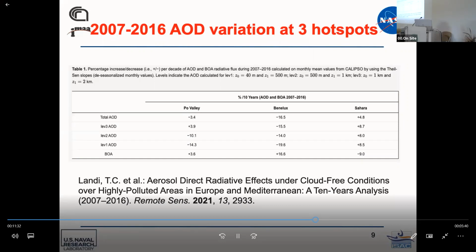Instead, what we see is an increase in the Sahara, which is a completely different trend. This is also because the Po Valley and the Benelux are characterized by important sources of black carbon, and it's well known that such particles absorb the incoming solar radiation, and they also influence the vertical heating rate close to the major emission sources.